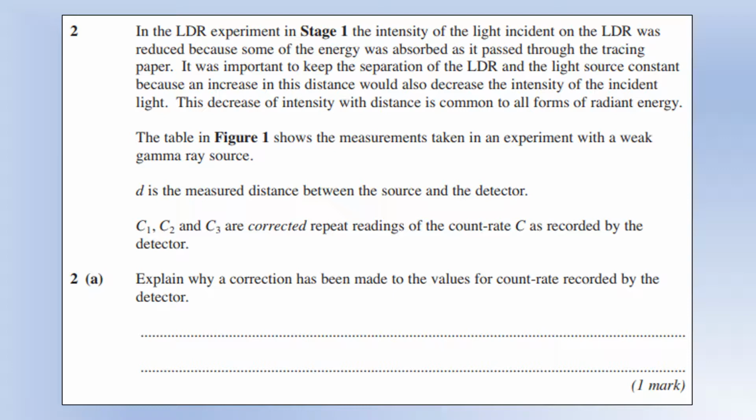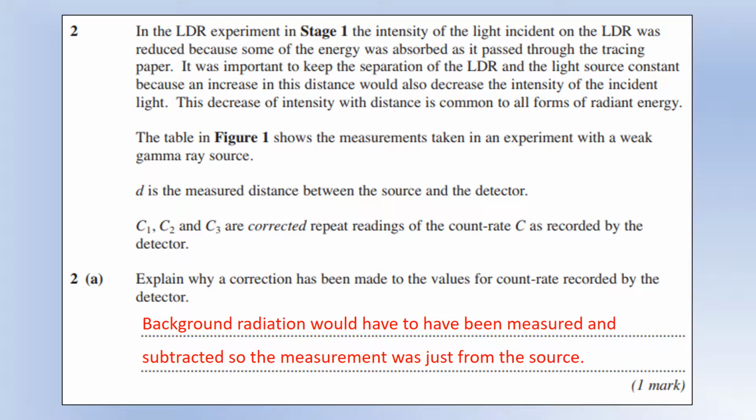So the experiment we're going to think about now is similar, but with a gamma source. We're measuring the distance from the gamma source, and we're going to measure the count rate at different distances. The values in the table we're going to see in a second are called corrected repeat readings of the count rate. So explain why a correction has been made to the count rate values. Well, if we're measuring radiation, we're going to be using a Geiger counter, and we're also going to be measuring background radiation. So to correct it, we would have had to measure what the background count rate was and subtracted it. So we've only got the count rate from the source.